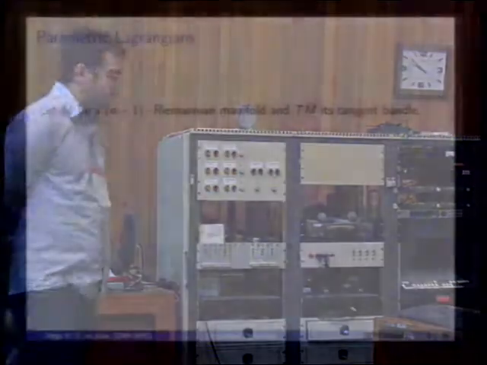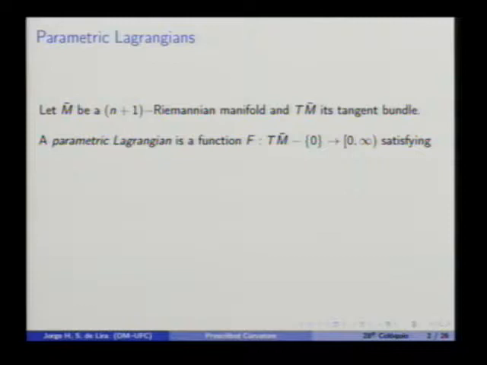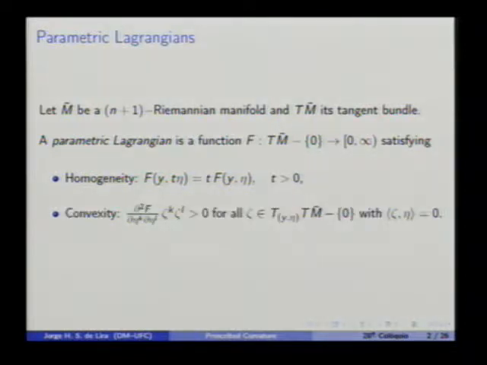M bar, and Tm bar denotes its tangent bundle. On the tangent bundle, consider this function f with some hypotheses on it. First one is that f is homogeneous of degree 1 with respect to the normal, this tangent vector field eta, and that f is convex with respect to this second variable.